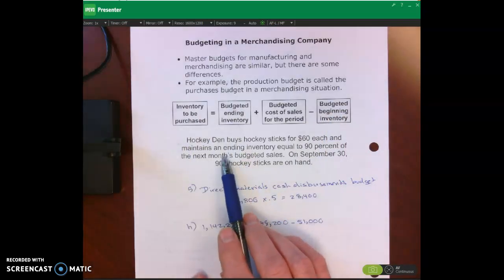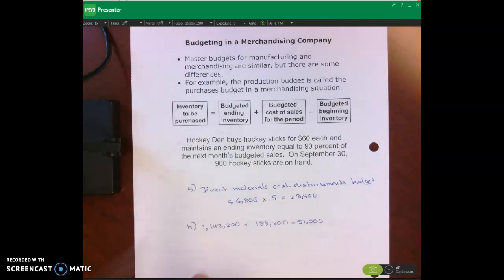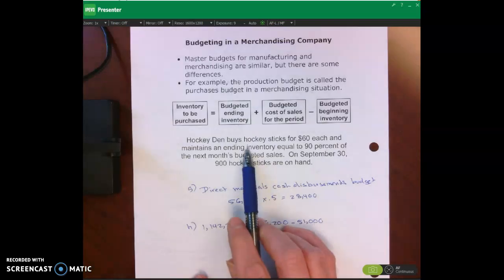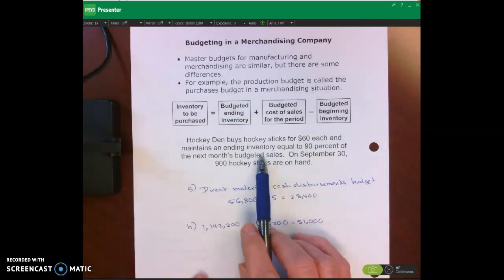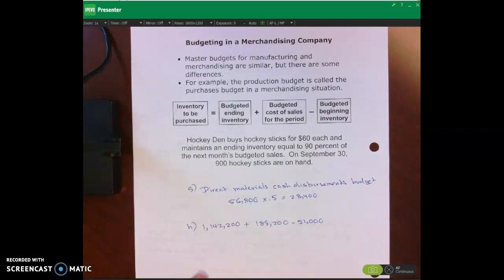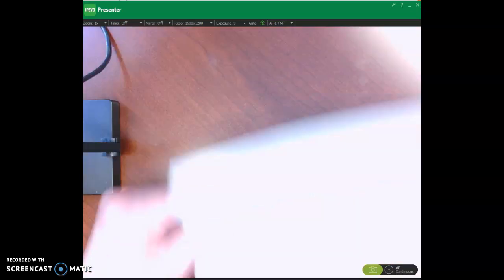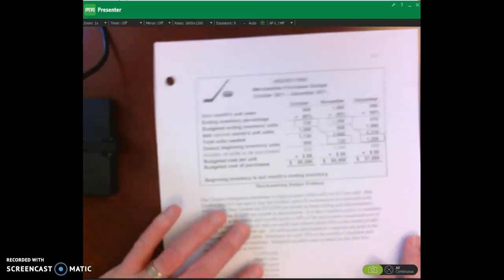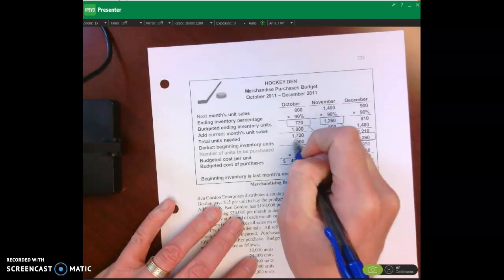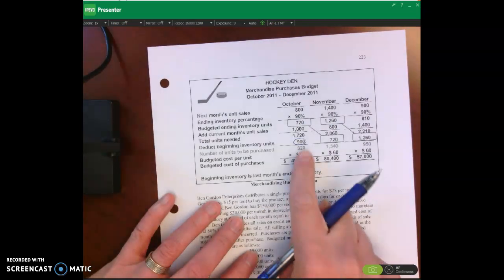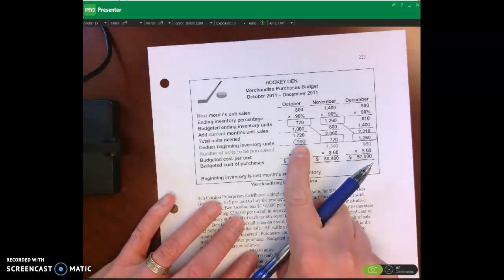So if we look at this, the Hockey Den purchases hockey sticks for $60 each, and then wants to have an ending inventory equal to 90% of the next month's budgeted unit sales. On September 30th, they had 900 hockey sticks on hand. So this is where that 900 hockey sticks comes in, because that was September 30th, which is the end of September, beginning of October.